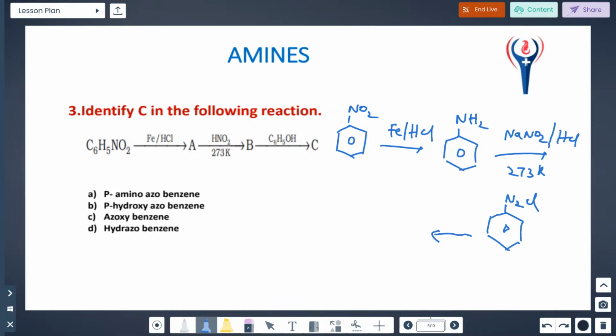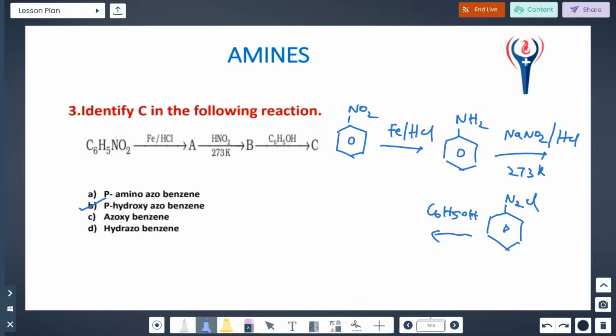Again, one small correction here. They put what? Phenol, C6H5OH. This is nothing but benzene diazonium chloride plus phenol means coupling reaction. So in the coupling reaction, the product is what? We are adding OH group, no. So OH group means here it's called para-hydroxy azobenzene. It's a coupling reaction, you know that. You studied. So answer is what? B is the correct one.